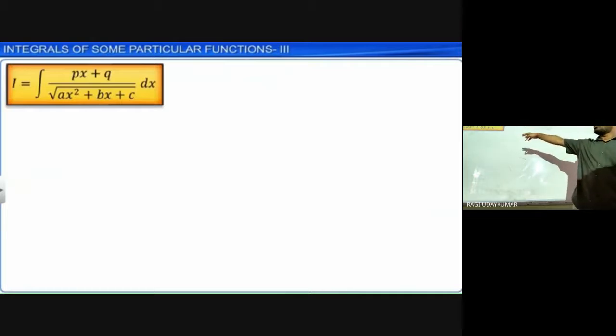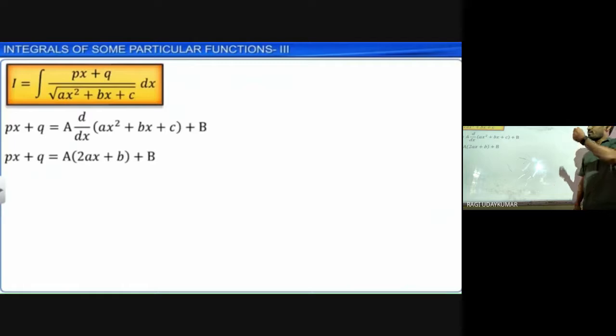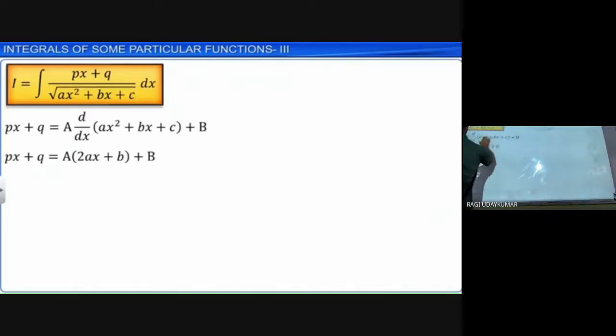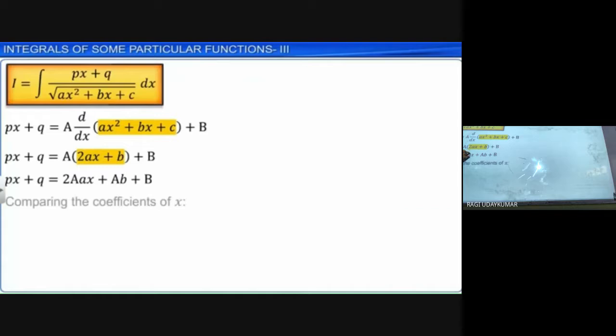Okay. So when you are taking this model of the question here, same model px plus q should be considered as A into the denominator. Denominator अधिकता under root नहीं, same model है, same as it is you need to consider here. A into d by dx of the denominator plus B. On simplification, what you are going to get: A into the derivative of the denominator, which is 2ax plus b, plus B. And next, after multiplying, 2aA x plus Ab plus B.